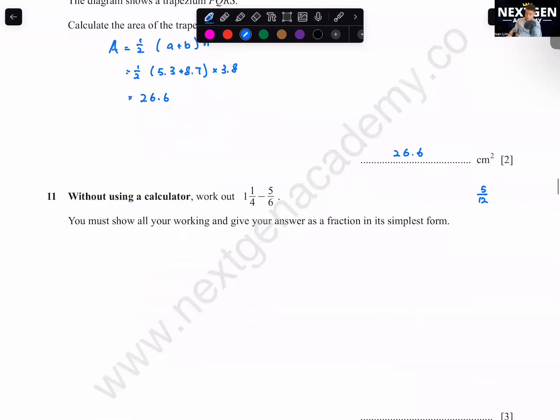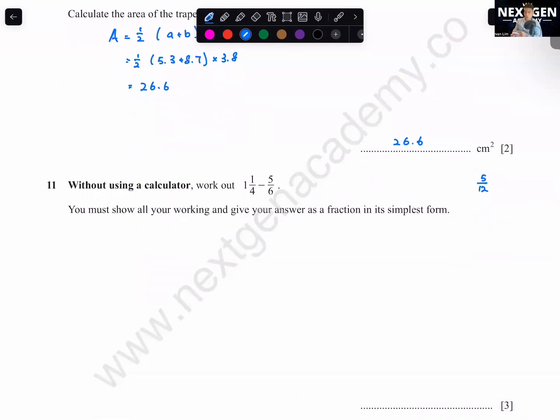Okay, how do I change 1 and 1 over 4? If you don't know, just type it in the calculator. It will give you the value itself. 5 over 4. This is like that: you times, then you plus. 5 over 4 minus 5 over 6. This one you need to show. Change it to the same denominator first. You multiply this by 6. This one you multiply by 4.